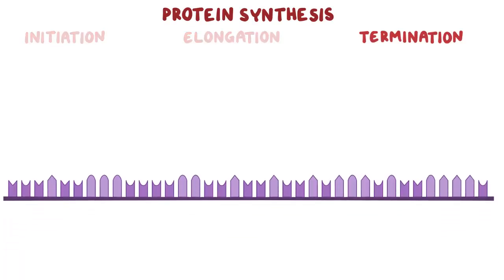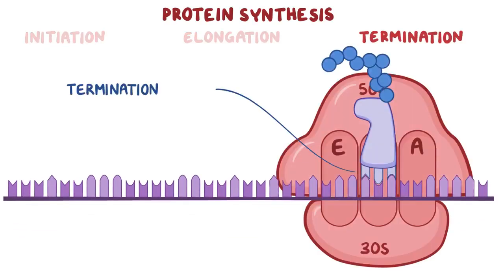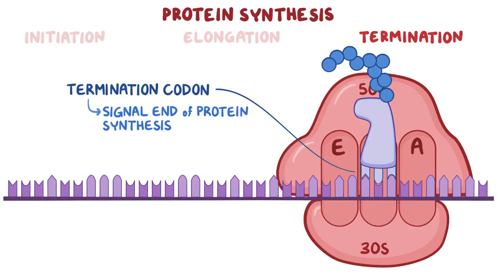Finally, termination happens when the ribosome comes across a termination codon on the mRNA. There are no tRNA anticodons that can bind to these, so they signal the end of protein synthesis.